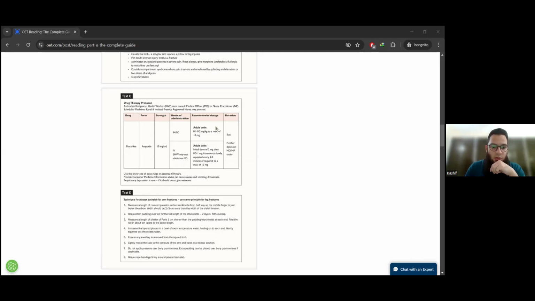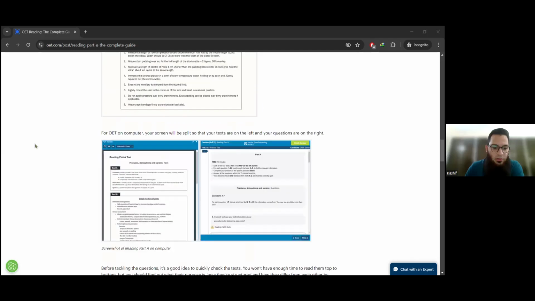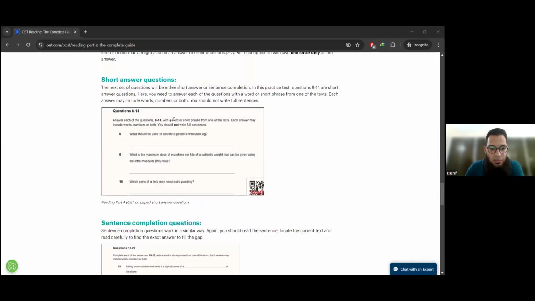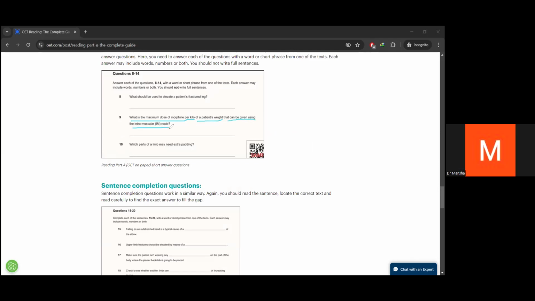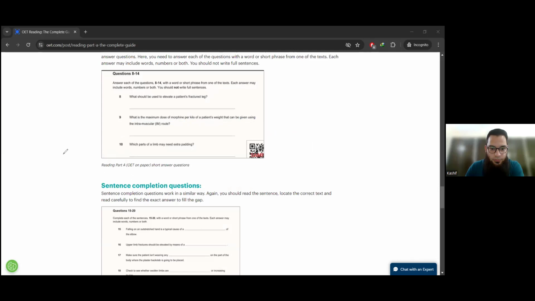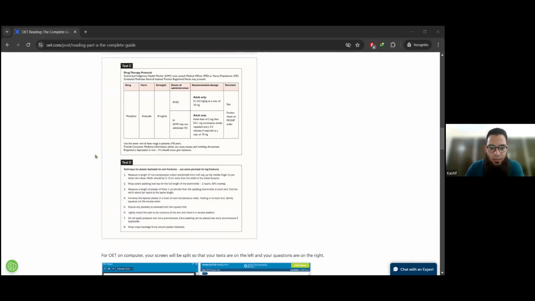Okay, Salman, you are saying 0.2 mg per. Show me the question again. Okay, here is the question: what is the maximum dose of morphine per kilo of a patient's weight that can be given using the intramuscular route? Read it again. Maximum dose of morphine IM. So what is the maximum dose per kilo that can be given?